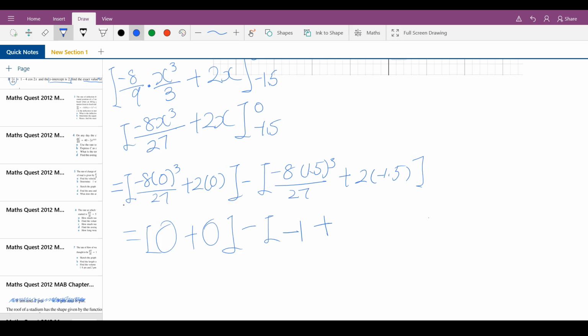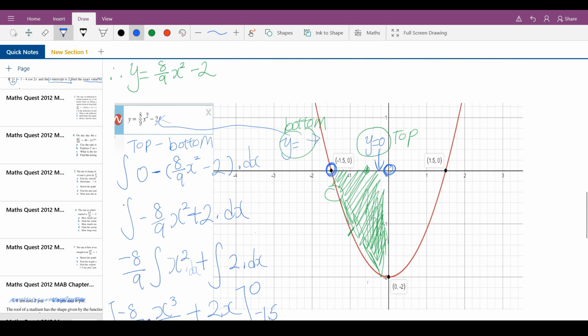Plus 2 times negative 1.5, which I believe would be negative 3. So you get 1 plus negative 3, which is negative 2. So the area is 2 meters squared. We know that when the channel is full, this area is equal to 2 meters squared.